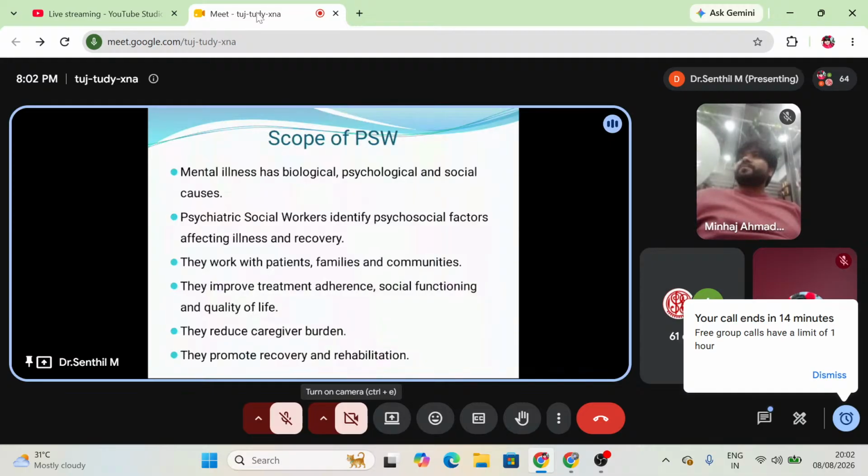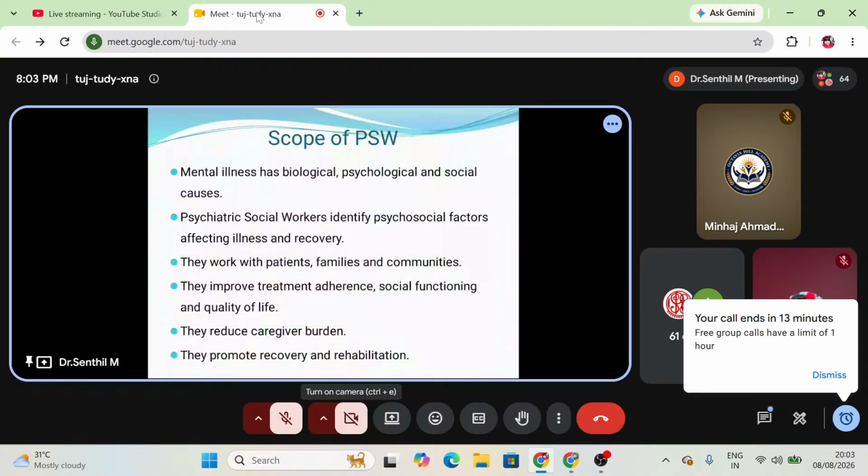The scope of psychiatric social work, right? Mental illness is influenced by multiple factors. There can be a biological factor, psychological factor, and social factor. So the psychiatric social worker mainly focuses on understanding the psychosocial context of the illness. We ask what is happening in the family. While working with the patient and the family, we ask these questions, right? What is happening in the family? What social support does the patient have? Is the patient employed or not? There are various questions that we ask and collect, and after collecting that information, we make a psychosocial intervention plan.